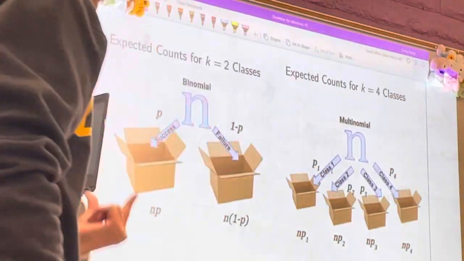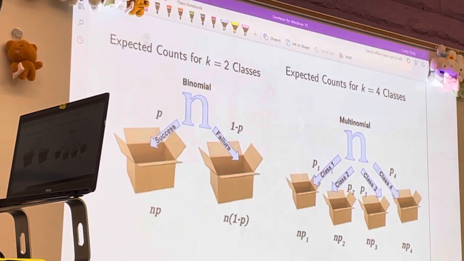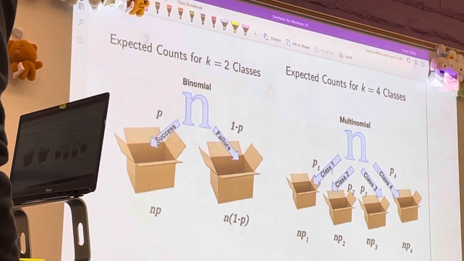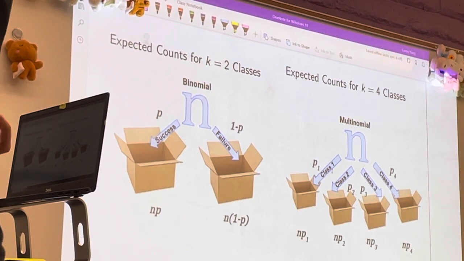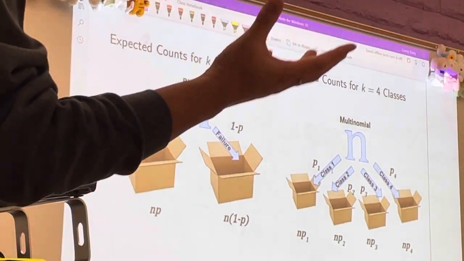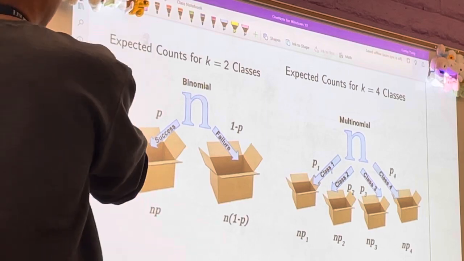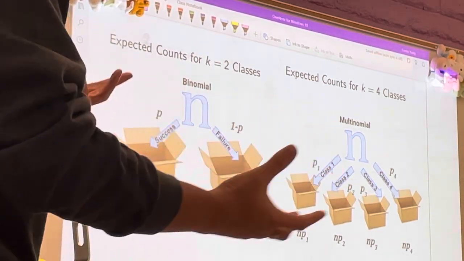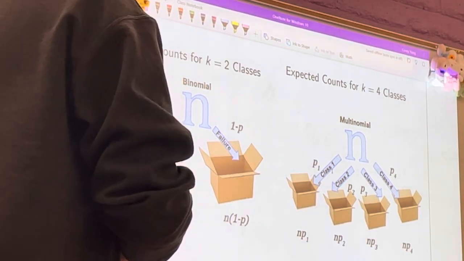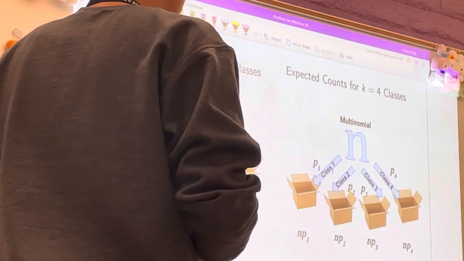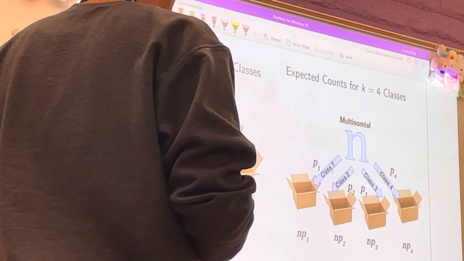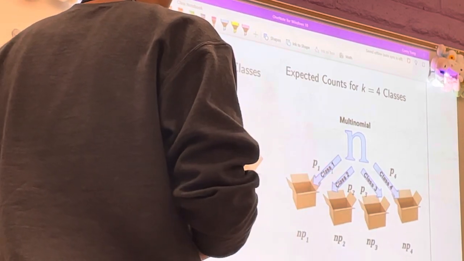So the reason why I'm bringing this up, I'm not even sure if any other AP Stat teacher out there mentions the multinomial distribution, is because this is extending what we know from the binomial distribution and connecting it to what we're doing with chi-squared. So again, the multinomial distribution is just the binomial distribution on steroids, if you want to call it that.